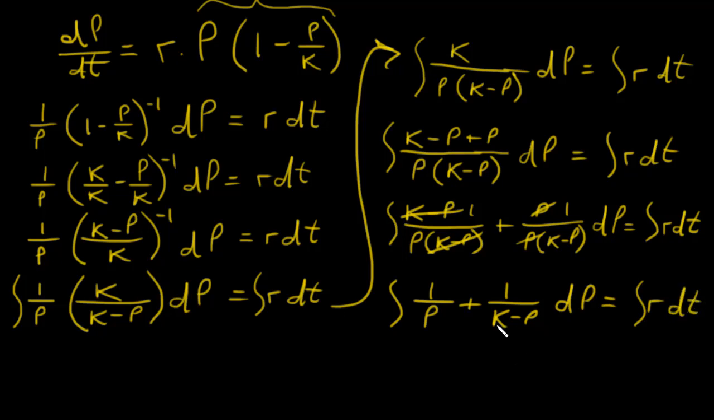Okay, so let me clear the screen and we'll move to the next piece for that. I'll rewrite what we had at the top. We have the integral of 1 over p plus 1 over k minus p dp is equal to the integral of r dt. And at this point, I can now take this integral. I can do this one.